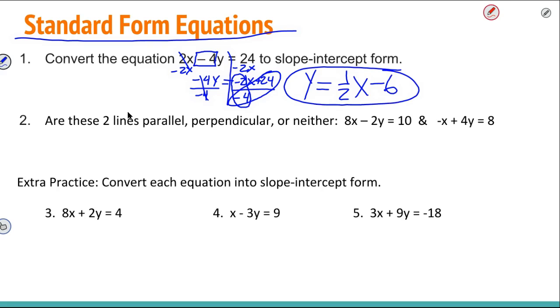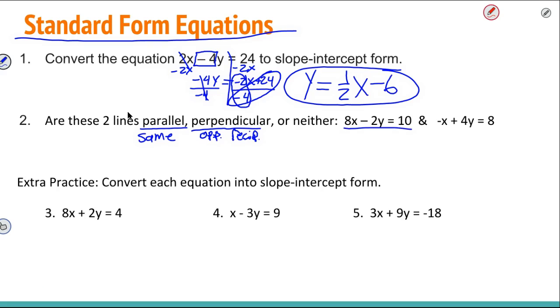There we go. Number 2, are these two lines parallel, perpendicular, or neither? And then it gives us 2 equations. Very different question than number 1, but really it's the exact same thing as far as what we need to do. Parallel and perpendicular, we know slopes are the same, and opposite reciprocal. Ooh, that's ugly. I need to know the slopes of both of these equations.